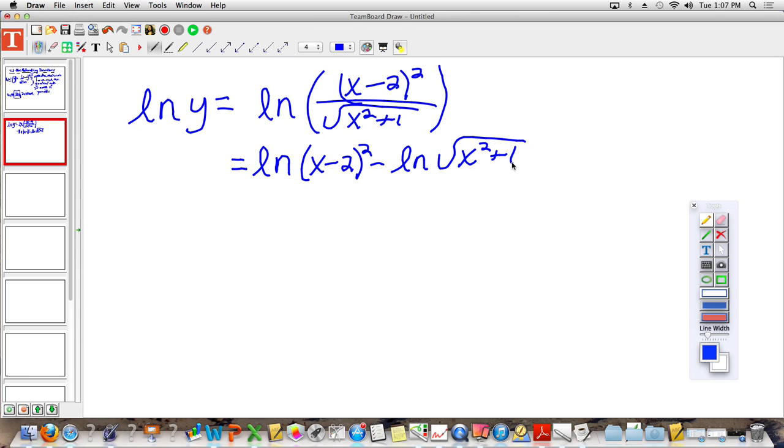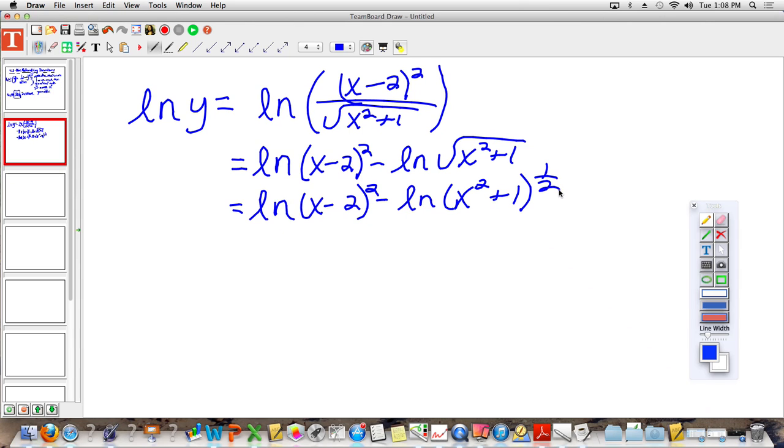How can I write this nicer? Instead of saying the square root of x squared plus 1, what does that really mean? 1/2. So I'm going to say this is the ln of (x minus 2) squared minus the ln of (x squared plus 1) to the 1/2 power. I have some powers out there right now. How do I get rid of the powers? Just move them to the front. So this actually means 2 times the ln of (x minus 2) squared.